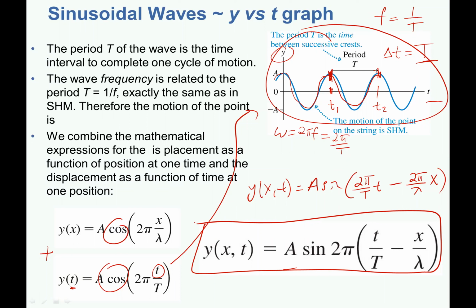One of the things we can also do: earlier I said that 2 pi over T is equal to omega. Also here, this 2 pi over the wavelength can be defined as k, which is known as the wave number.